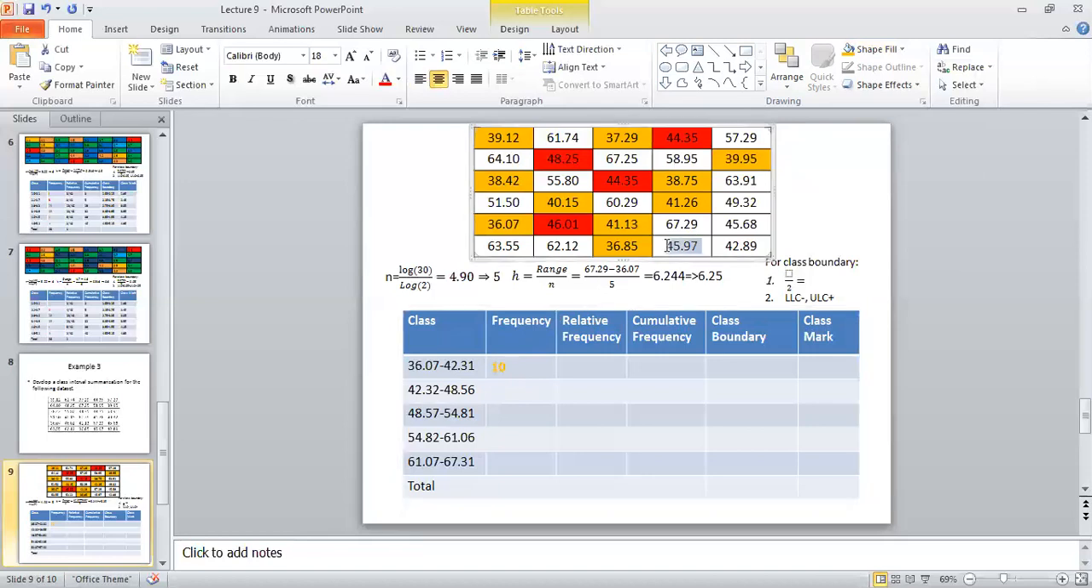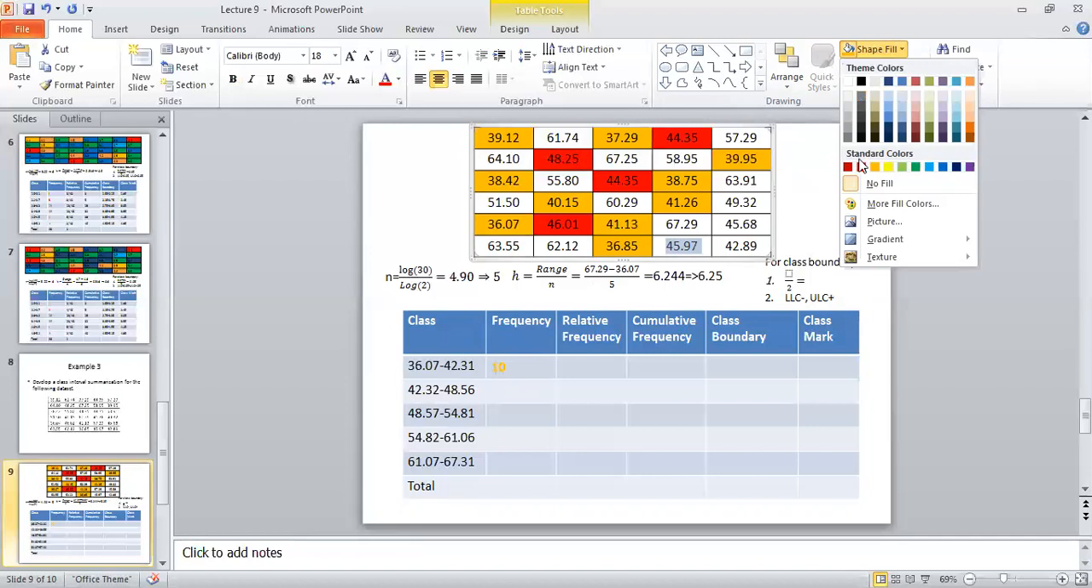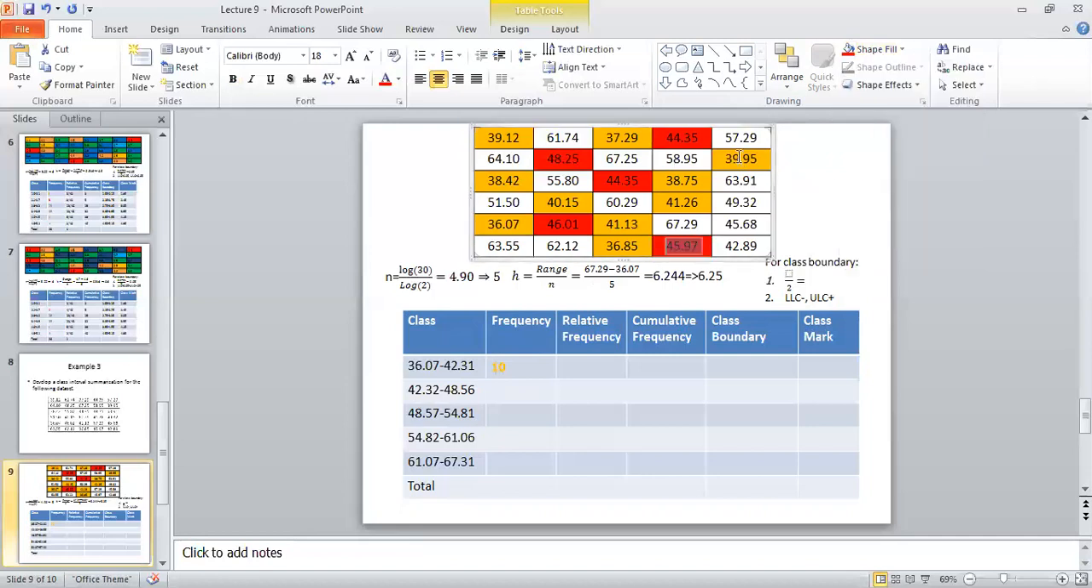This one, 45, having an integer part, 45 should be part of it. 42 to 48, and these last two should also be part of it. So let's count the red color cells. We have got 1, 2, 3, 4, 5, 6, 7. So 7 are here. So let's see if they are actually 7 as well.